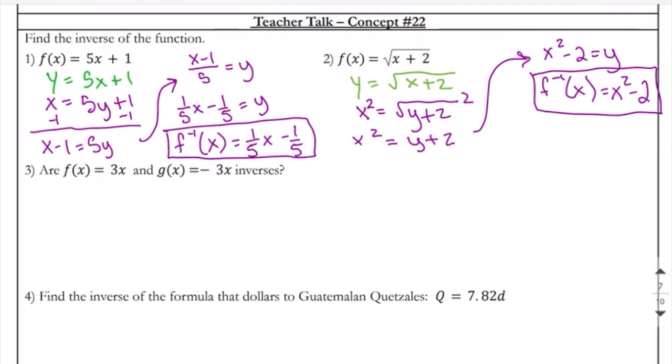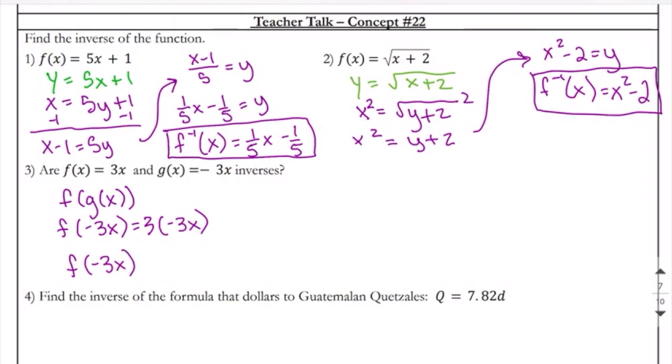Okay, so we're going to do f of g of x, which means we're going to do f of negative 3x, which means we're going to take 3 times negative 3x. When we do that, we get negative 9x. Our goal was to get x, and we did not, so they are not inverses. I don't have to check the other one if one of them doesn't work.